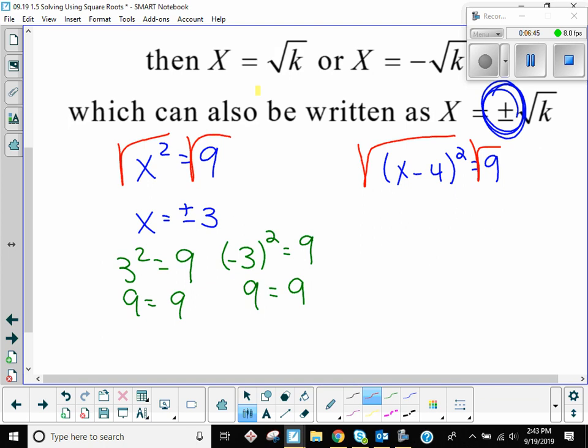The property we're learning today is very specific for this situation: something squared equals a constant number. So if I take the square root of both sides, on the right-hand side, I still get positive negative 3, just like before. But on the left, the root cancels out the power, and I'm left with what's underneath. That's called the radicand. X minus 4 equals plus or minus 3.